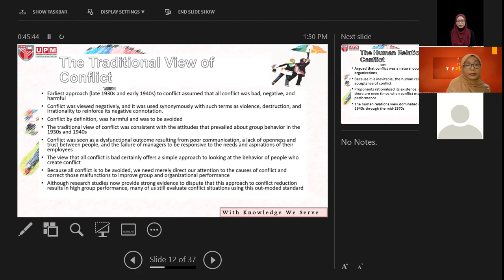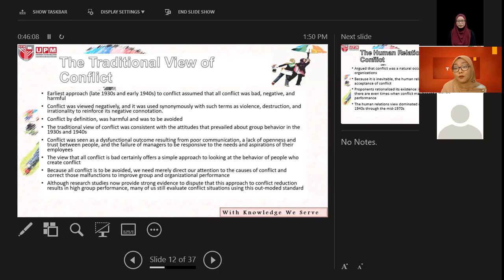And then the conflict, according to the traditional view, is viewed negatively and it was used synonymously with such terms as violence, destruction and irrationality to reinforce its negative connotation. Dia kata ada je perbezaan pendapat ni, benda ni harmful. Okay, then you should avoid it.